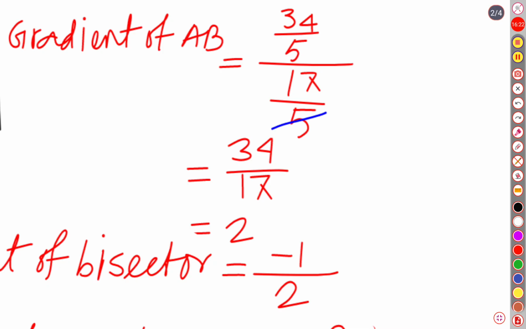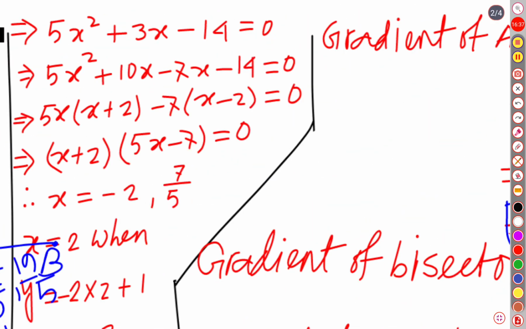Then both these 5s in the denominators cancel each other. After that, there comes 34 over 17. If we divide 34 by 17, our gradient is going to be 2. So the gradient of AB is 2.